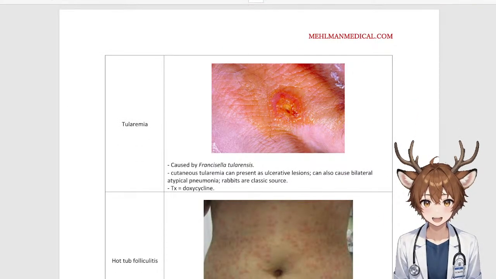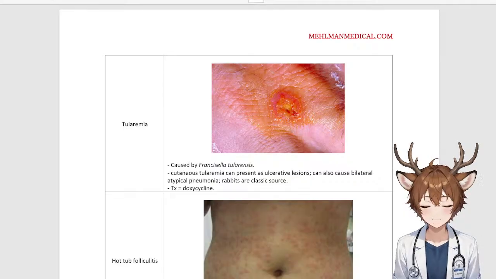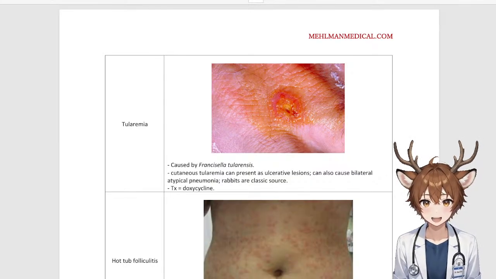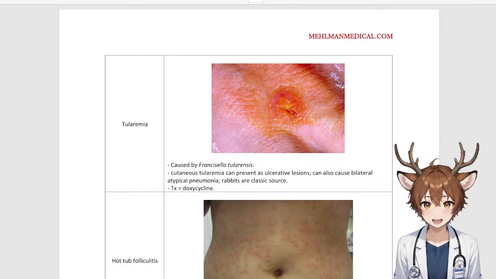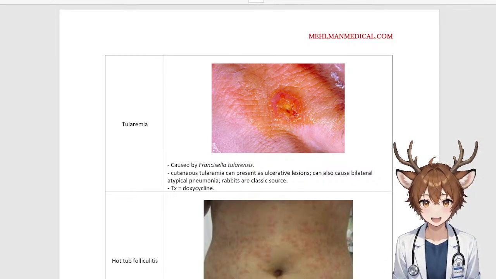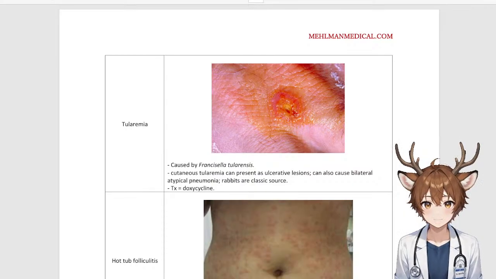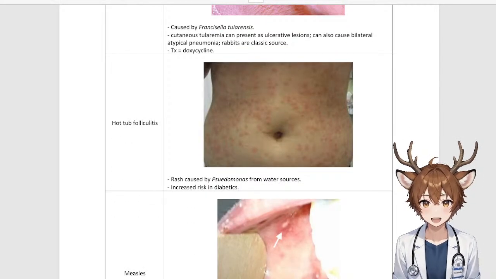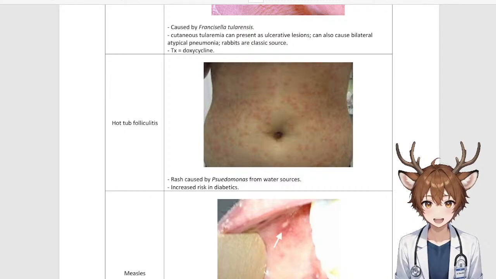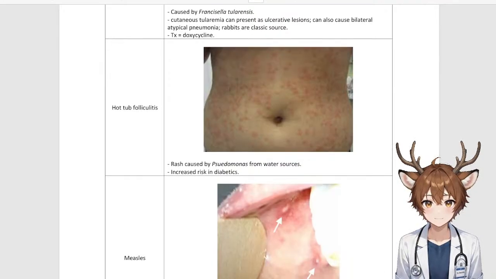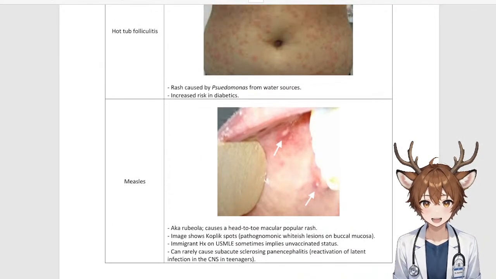What about tularemia? Right there, tularemia. Caused by Francisella tularensis. Cutaneous tularemia can present as ulcerative lesion. Can also cause bilateral atypical pneumonia. Rabbits are a classic source. How do you treat it? Doxycycline. Hot tub folliculitis. Rash caused by Pseudomonas from water sources. Increased risk in diabetics. So hot tub folliculitis, okay.